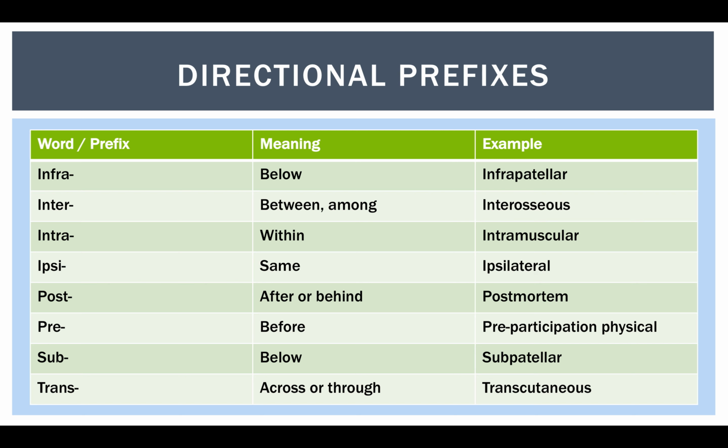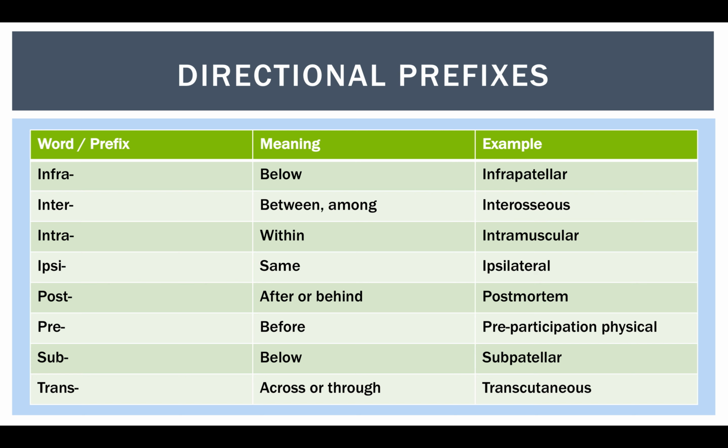Ipsa means same. Something that's ipsilateral is on the same side of the body as something else. Post means after or behind. Post-mortem is something that is done after death. Pre means before. A pre-participation physical is conducted before you participate in sports. And lastly, we have trans. Trans means across or through. Something that is transcutaneous goes through the skin.